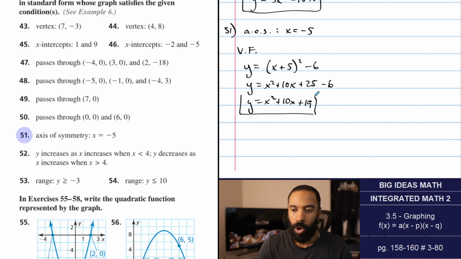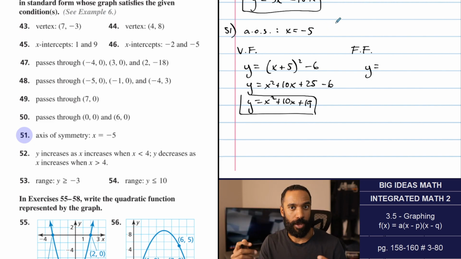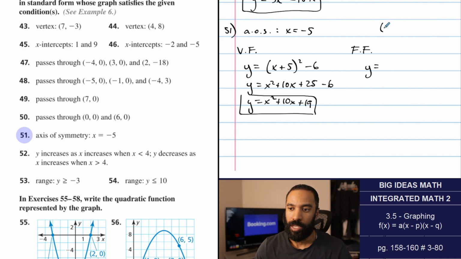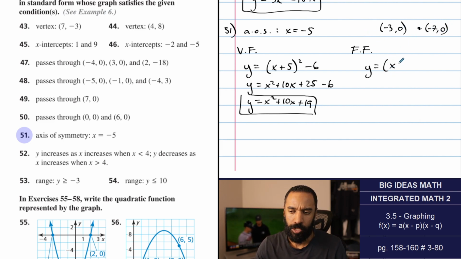Or if I use factored form, here's all you have to make sure you do. I'm going to use 1 as my stretch factor again. Make sure your 2 points, your x-intercepts, are the same distance away from negative 5. Let's say they were both 2 away from negative 5. Then we would use negative 3, 0, and negative 7, 0. Those are both 2 away from negative 5. They have to be the same distance away. So I'd have x plus 3 times x plus 7, right?